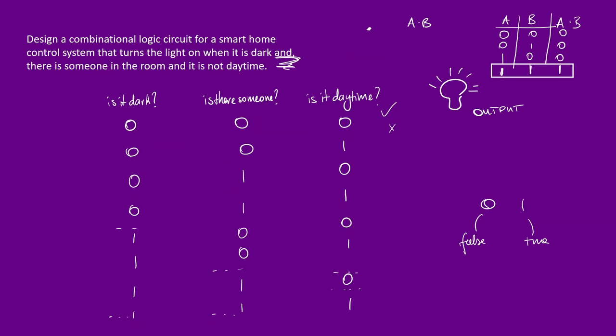So this depends on your terminology, okay? In answering this question, I'll be very explicit as to what means what. All right? So now we can see that our output is going to be low in every case, except when it is dark, there is someone in the room, and it is not daytime.